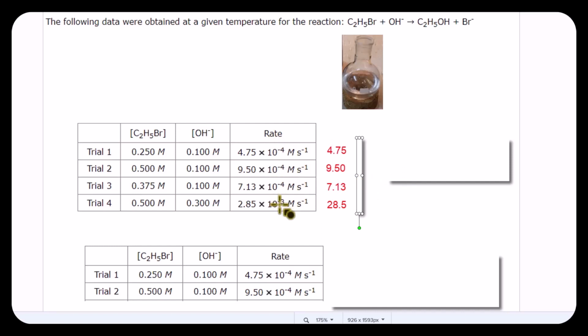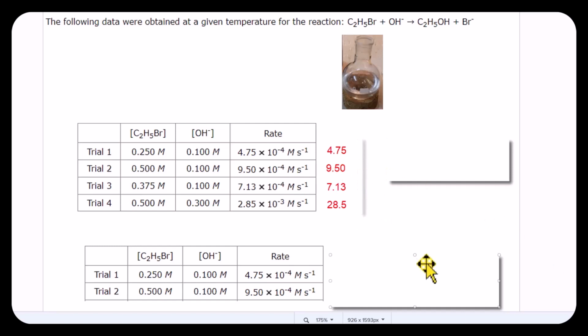We're going to compare these rates with the concentrations. So I just put down 4.75, 9.5, 713, and I changed this to 28.5. So you can see that it's far more concentrated. We'll be comparing these numbers, so setting them up as this simple value lets you see some comparisons, because you can see that 9.5 is double 4.75.